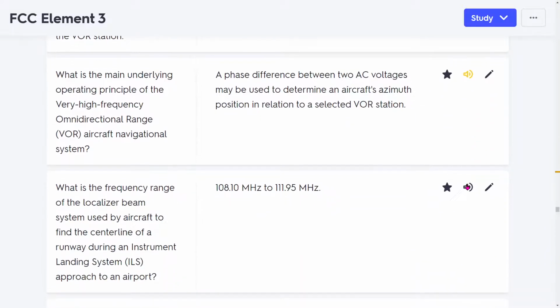What is the frequency range of the localizer beam system used by aircraft to find the center line of a runway during an instrument landing system approach to an airport? 108.10 MHz to 111.95 MHz.